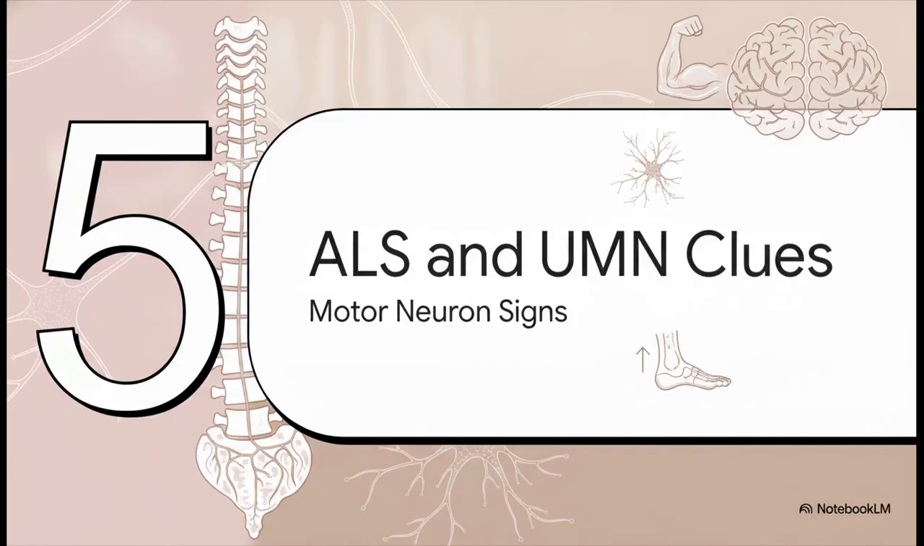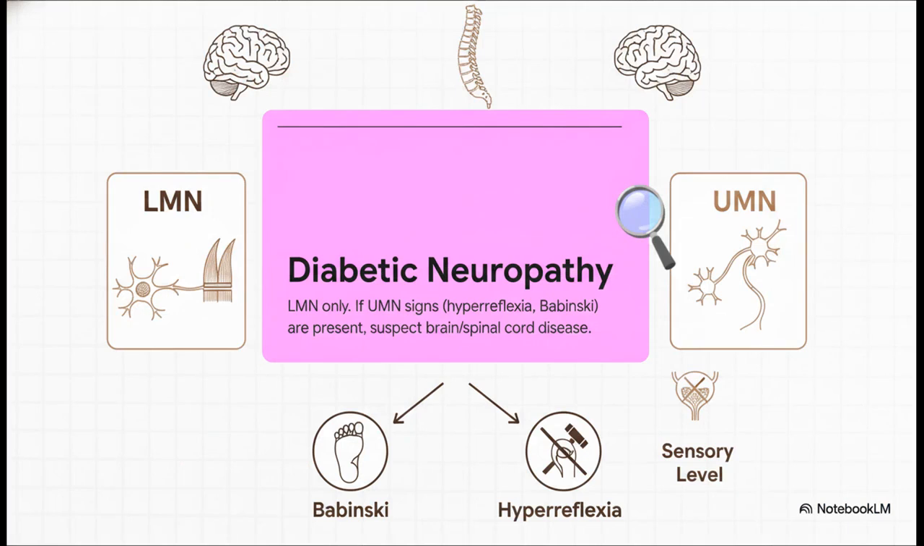Section 5. ALS and UMN clues. Watch out for this classic clinical trap. Diabetic neuropathy is purely a lower motor neuron disease. So, if you spot upper motor neuron signs like a Babinski reflex, hyperreflexia, or spasticity in a diabetic patient, do not just pass it off as neuropathy. Things like a sensory level or new bladder symptoms mean you need to immediately shift your focus to a brain or spinal cord disease.